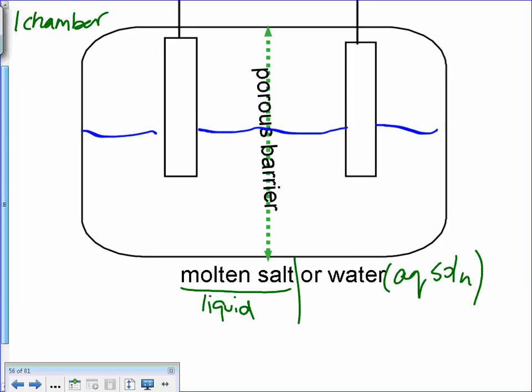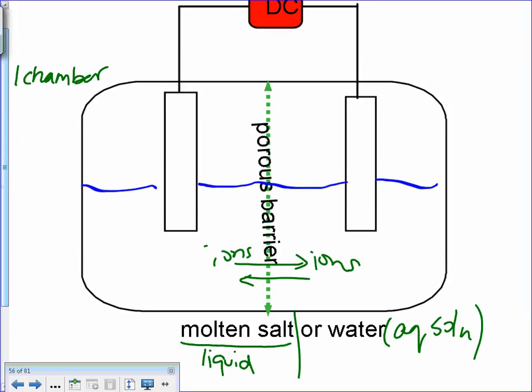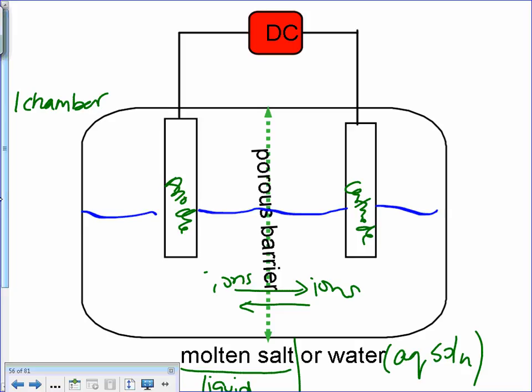Okay, so the porous barrier is like the salt bridge. It allows for ions to flow so that there is no charge buildup as best as we can. But let's say this is the anode and this is the cathode. In this case, this is the anode. You know it's going to be what? Oxidizing. And where are the electrons going?